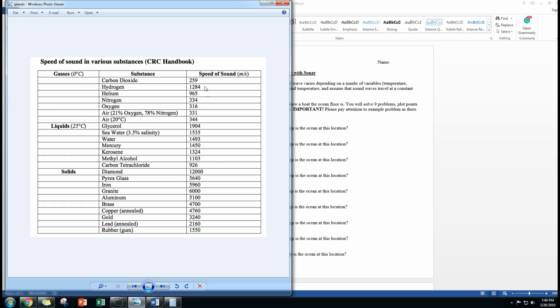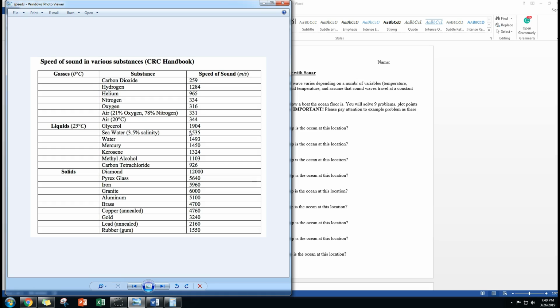Okay, one is temperature. Temperature does affect the speed of a sound wave. So if we were to look at the speed of sound in water, for example, this one right here, seawater, the temperature of that water would affect the speed of that sound wave, and the reasoning is because we know that temperature affects particle motion.